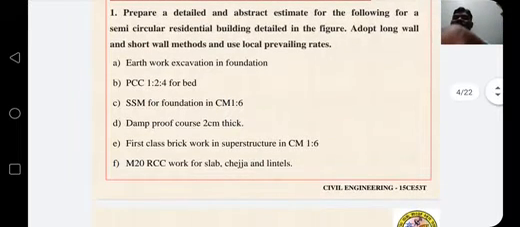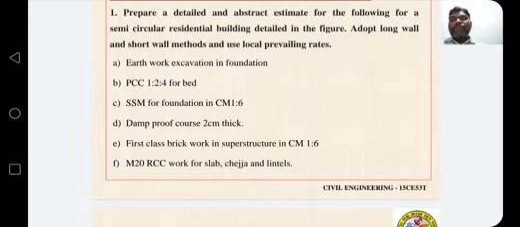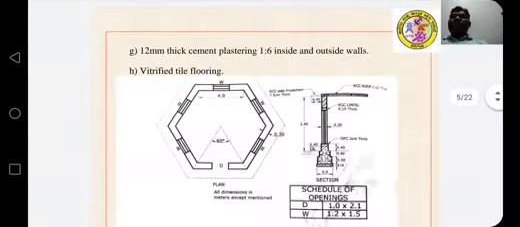The items are earthwork excavation in foundation, PCC 1:2:4 for bed, SSM for foundation in CM 1:6, damp proof course 2 cm thick, first class brickwork in superstructure in CM 1:6, M20 RCC work for slab, chajja and lintel, 12 mm thick cement plastering 1:6 inside and outside walls, vitrified tiles flooring.